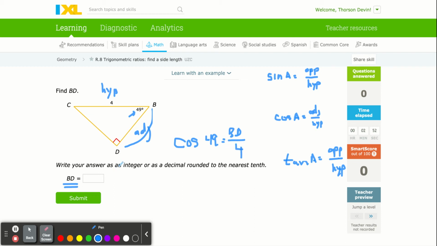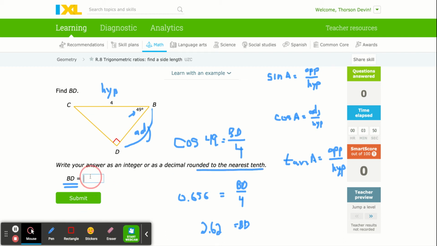Now I grab my calculator and solve for that. I take the cosine of 49, get 0.656, which is equal to the length of BD over 4. Multiply both sides by 4, and find out BD is 2.62. But it does say round to the nearest tenth, so I'm just going to type in 2.6. Again, you notice how I used that cosine ratio to figure it out.